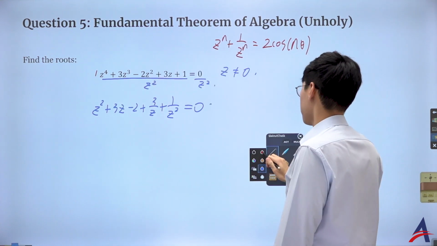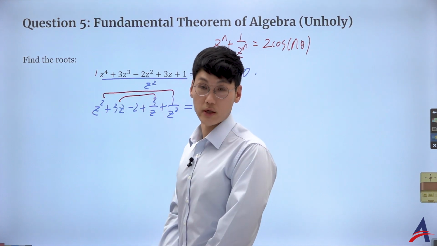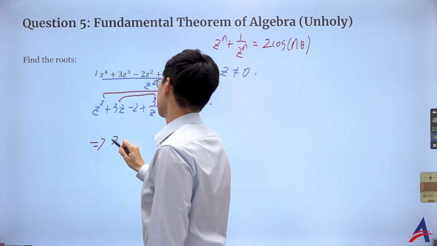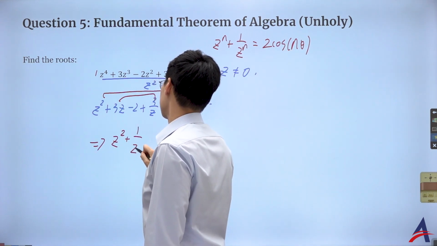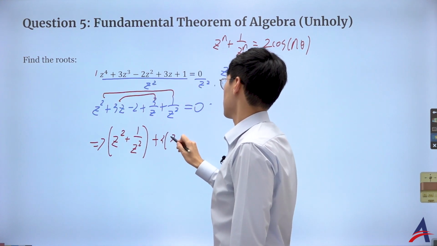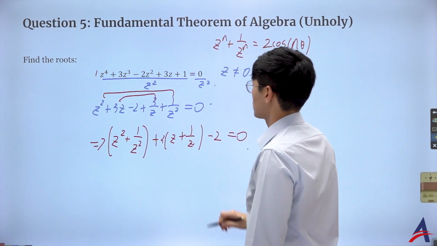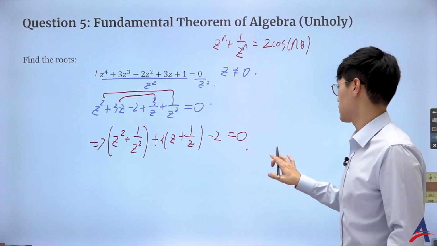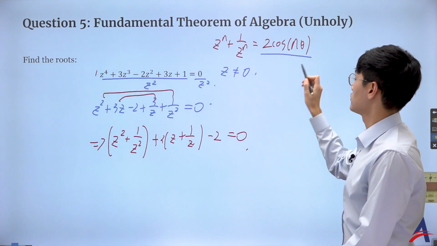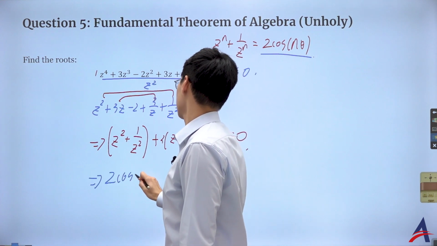So what I'm going to pair are the symmetric terms like that. I'm going to have z squared plus 1 over z squared, and then plus 3 times z minus 1 over z, and then minus 2 is equal to 0. I'm comparing with the first and the last terms, and I see that for the square, the term over there is going to be 2 cosine 2 theta.